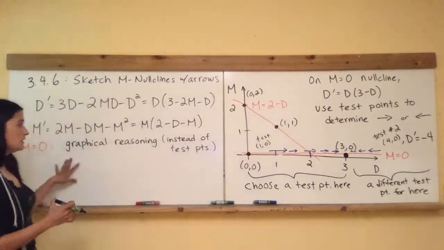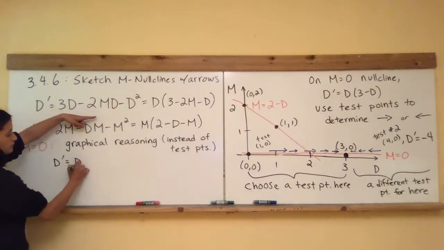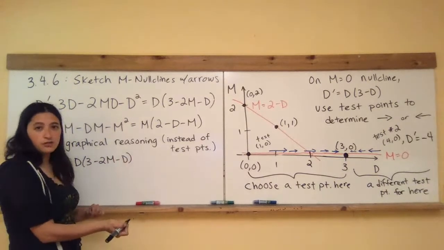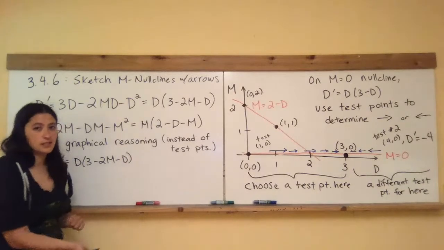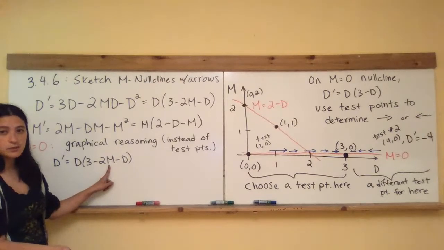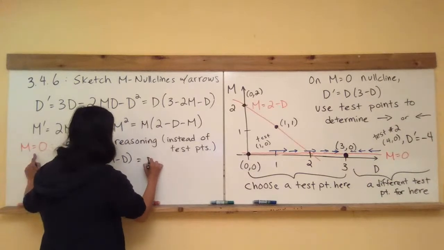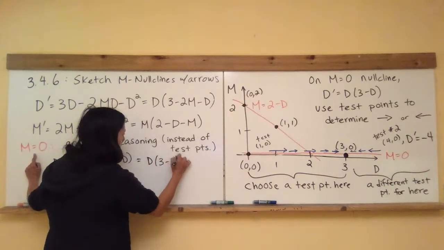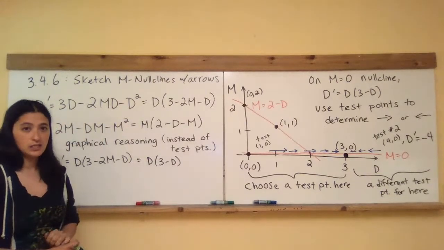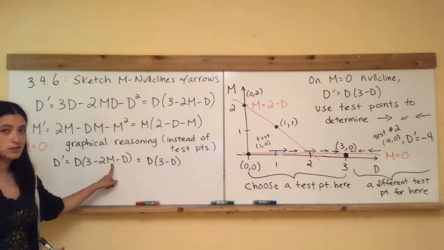Okay, so for this method, I'm just going to do my same d prime that I did before. And this is a method that I use in my videos that I recorded for this week because I think it's just a little more fun. I'm going to plug in the assumption that m is equal to 0, because you can see that's the assumption I have right there. And so plugging in the assumption that m is equal to 0 leads me to the statement that d prime is equal to d times (3 minus d). Okay? So for this part, I plugged in m is equal to 0 here, and that's what eliminated that term.